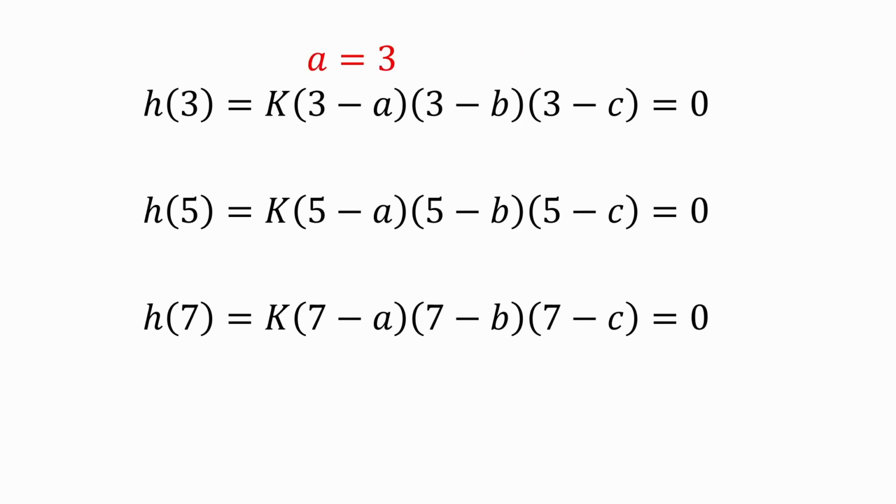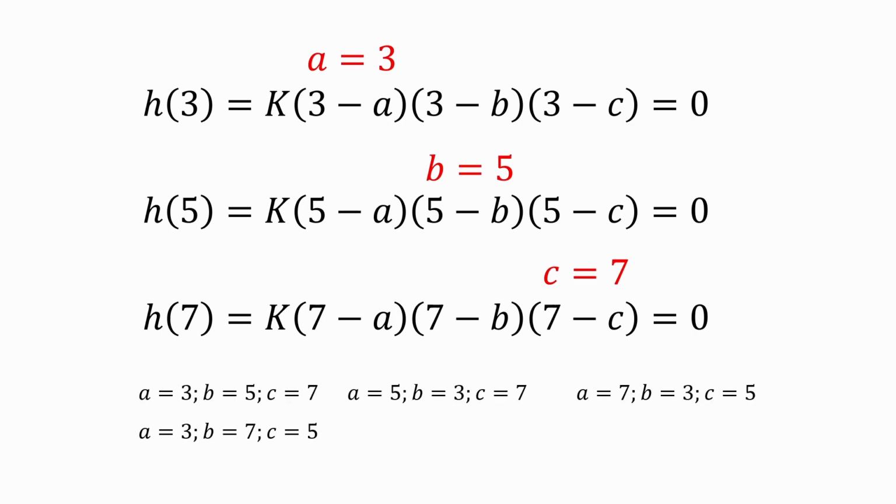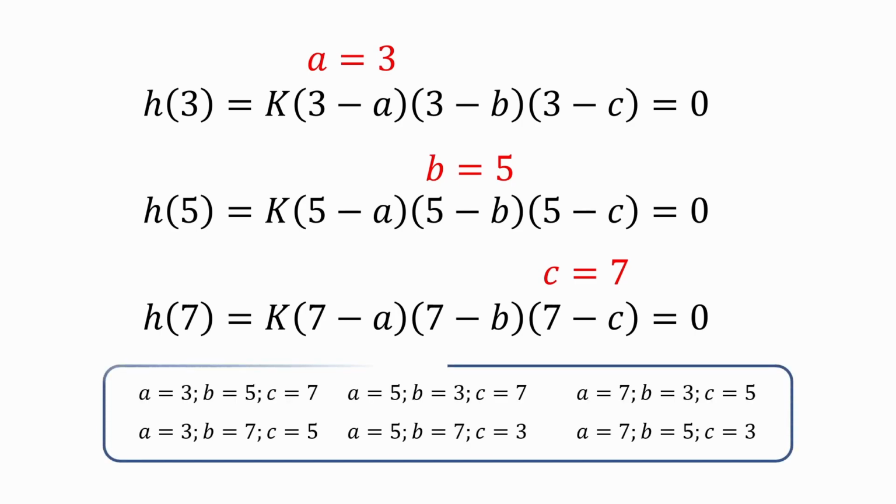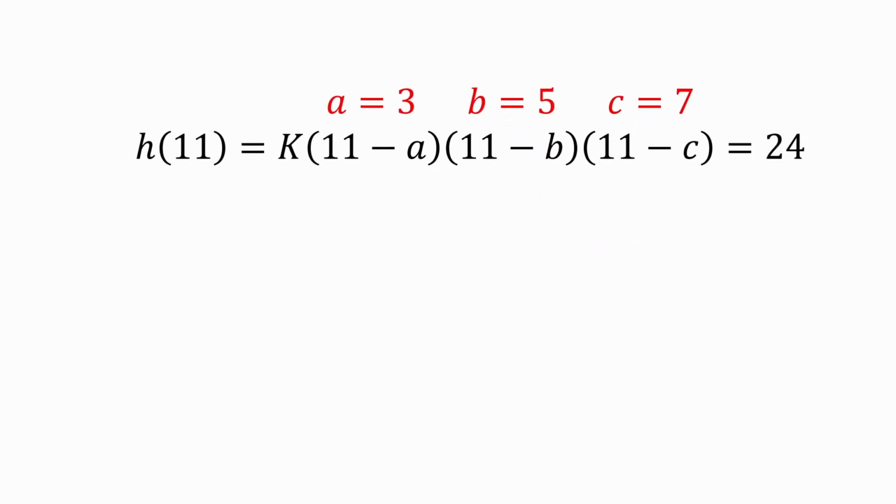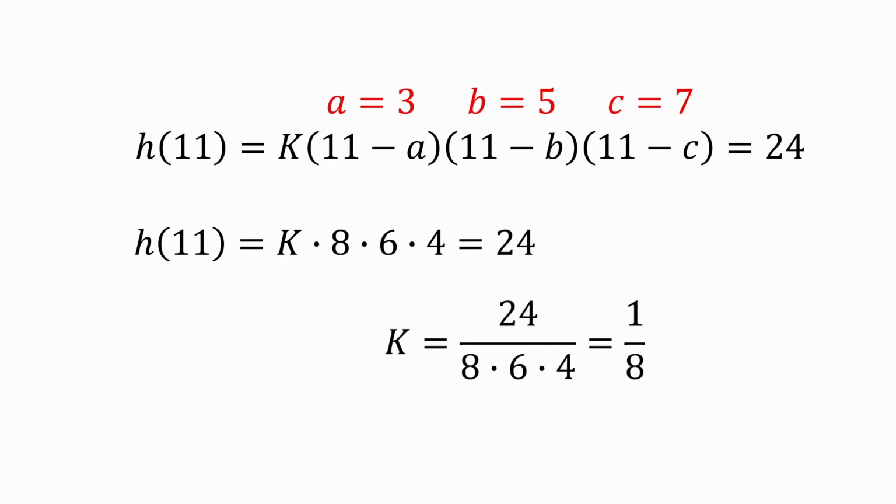Then for the second equation, one of those constants must equal 5. Since we already set a equal to 3, let's make b equal 5. And for the third equation, using the same reasoning, we'll set c equal to 7. We can easily assign the values like this without loss of generality, since there are exactly 6 different permutations we can select for a, b, and c. Let's stick with the values in red and plug them into the fourth equation. We'll get h of 11 equals k times 8 times 6 times 4, which equals 24. Solving for k, we get 1/8.